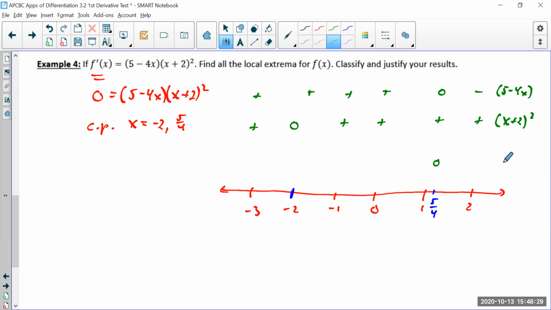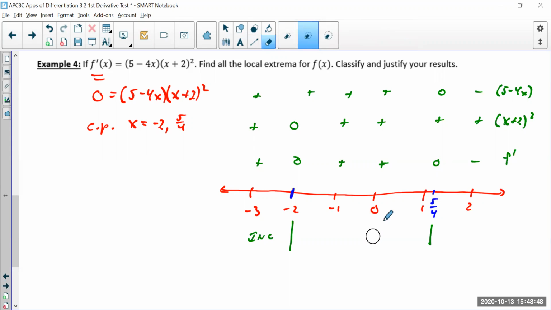Okay, and so combining these together into the f prime, we have a 0 and then positives in between, 0 and a negative. So here we have the function, the original function is increasing, okay, in between -2 and 5/4, it's going to be still increasing. And then between positive 5/4 and beyond, it's going to be decreasing.